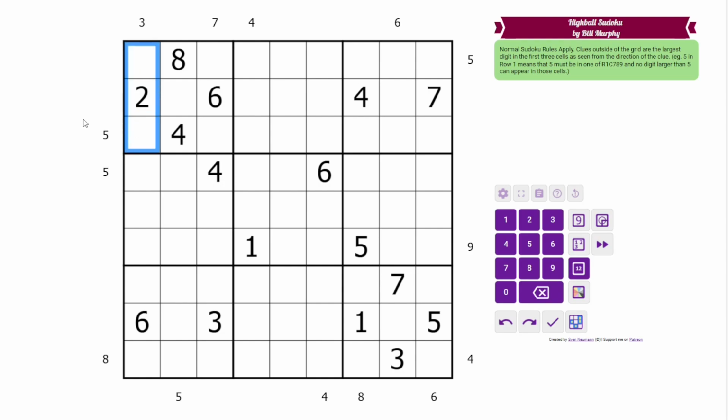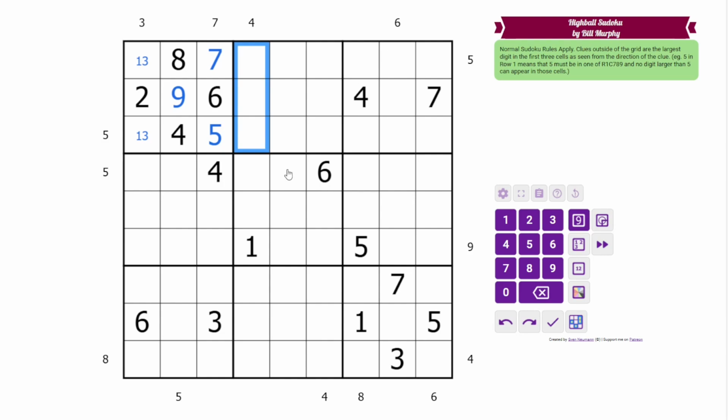This 3 is forced. Has to be 1, 2, 3. If we put anything else in there, it's going to be bigger than 3. This 5 is telling us we need a 5 somewhere in these 3 cells, and this is the only place to put it. And the 7 is telling us we need a 7 somewhere. That's the only place to put that. 9 for the last cell in the box.